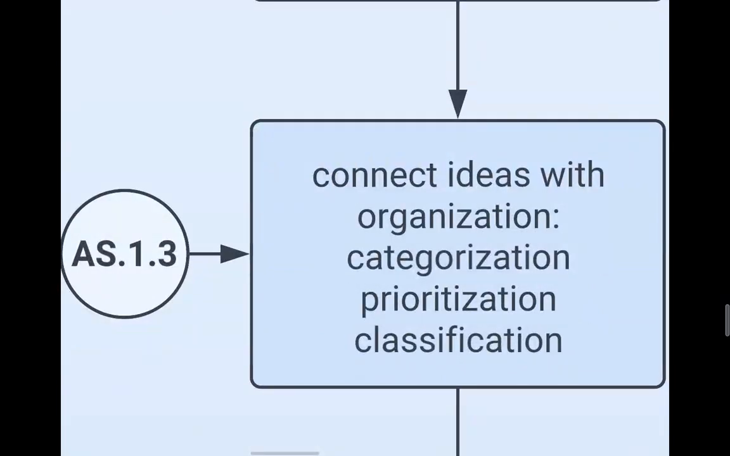Let's look at AS 1.3. Students can connect with using organization, such as categorization, prioritization, classification. A lot of the work we do has students organize large amounts of information. Affinity analysis comes to mind. 3Cs, define, distiller, Spidia web, empathy map, rangefinder from the field guide. All of these tools can be used with associating 1.3.